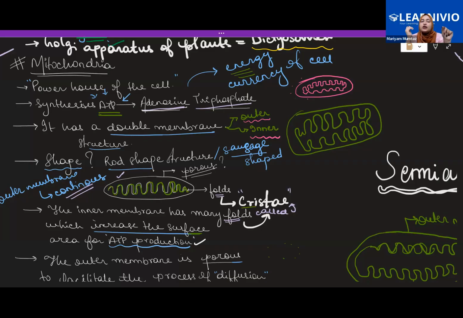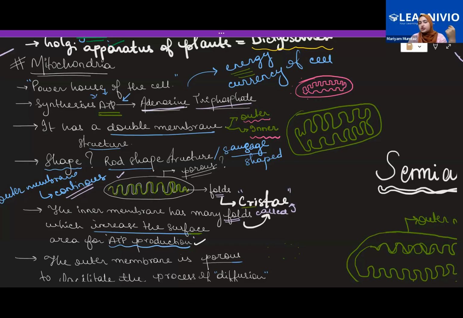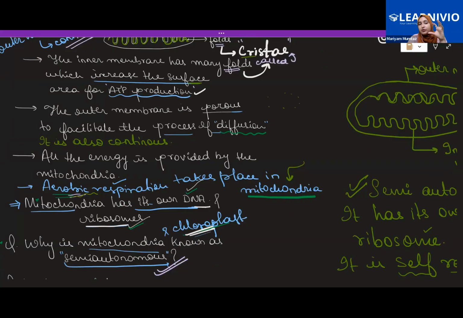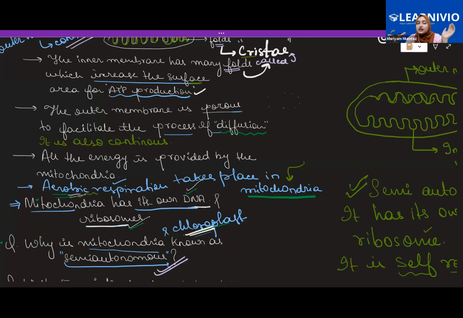Clear? So when we talk about the mitochondria, it has a double membrane structure. Mostly in terms of its shape, it is rod shaped or sausage shaped. The outer membrane, now remember that the outer membrane is continuous and it is porous. It has a lot of pores present, whereas the inner membrane is folded in the form of cristae. Now, why is the outer membrane porous? It's because it has to facilitate the diffusion process, so that diffusion can take place across it. That is why the outer membrane is porous.